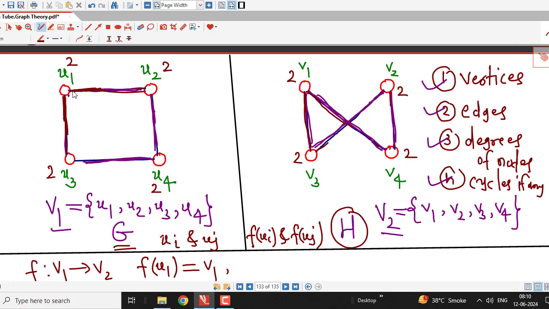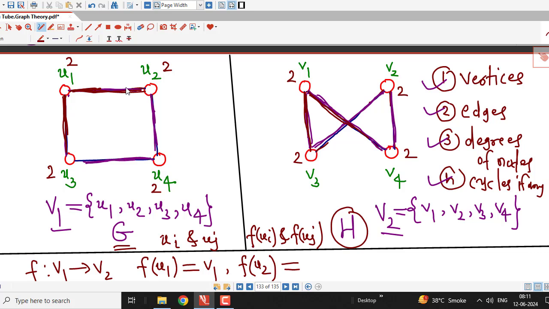I repeat again, I am assigning v1 to u1. For that, what I am checking is that the degrees of u1 and v1 are the same, and u1 is adjacent with 2 vertices of degree 2, so v1 is also adjacent with 2 vertices of degree 2. Now I think about the image of u2.